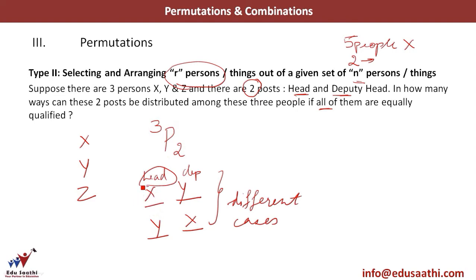When we discuss combinations, it will be more clear when we write P and when we write C. So 3P2 is nothing but 3 factorial by (3 minus 2) factorial.